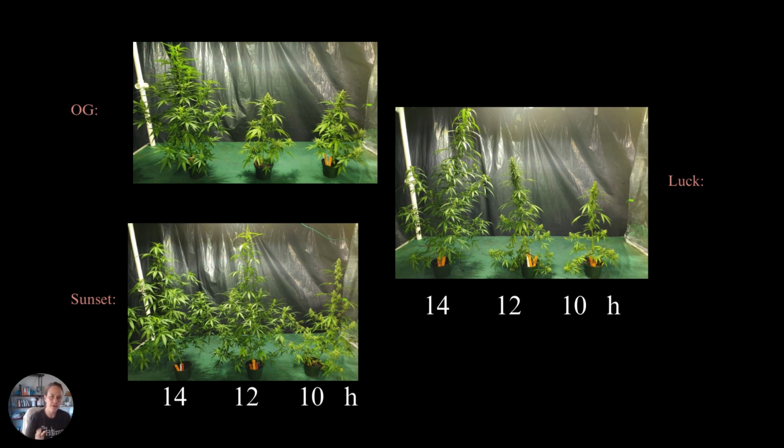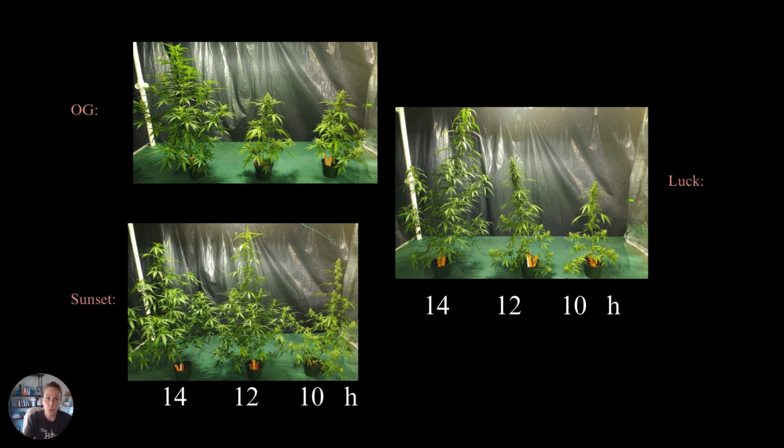So you may say, all right, cool, I got blackout cloth, I can do what I want. I give all of my plants 12 hours. Okay, well, let's look across these varieties. This is 12 hours with OG. It's flowering, it's finished. This plant was given 14 hours.